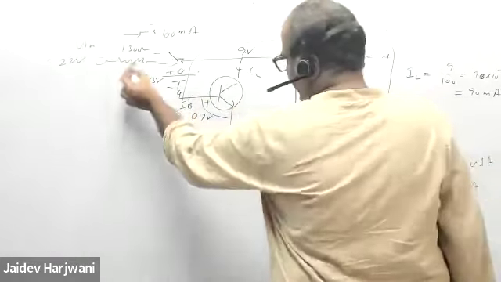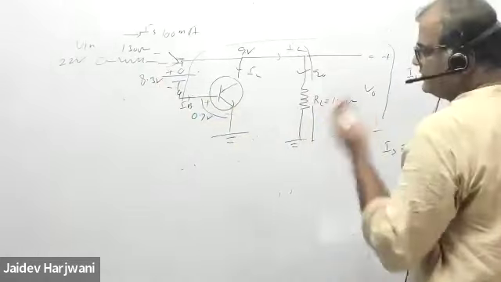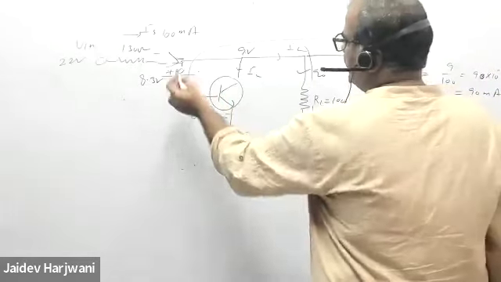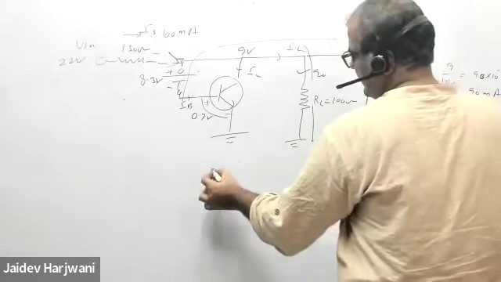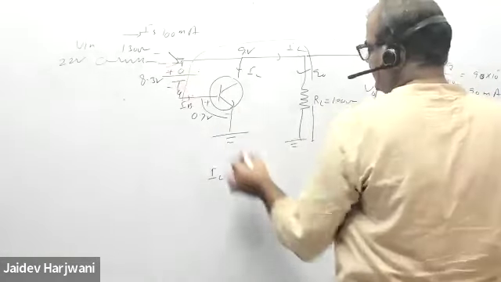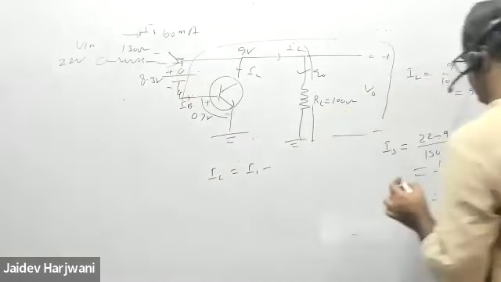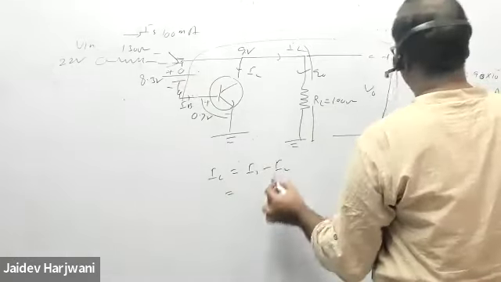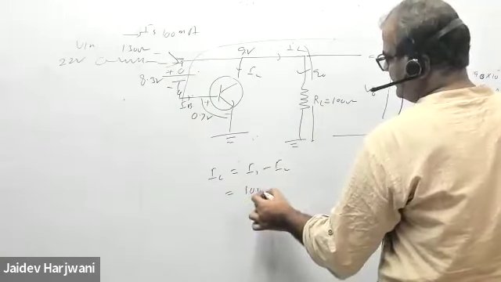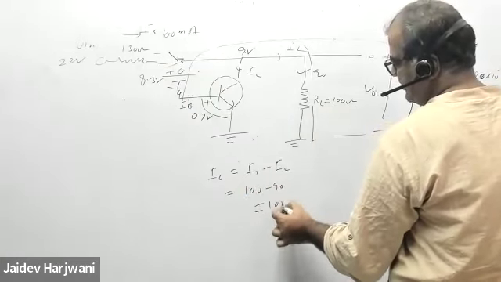Or you can also find the current. You can find the IB, but when you find it, it will come in microampere. So you can say my IC will be IS minus this IL, that is 100 minus 90, that is 10 milliamps.